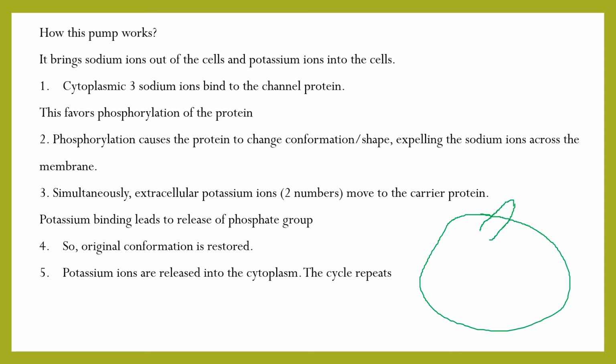Then 3 sodium ions bind to this protein, or channel protein, and a phosphate group is attached to this protein, because this phosphate group comes from ATP. That's why active transport requires energy in the form of ATP. Therefore, ATP is dissociated into ADP and a phosphate group, and this phosphate group is attached to this channel protein.